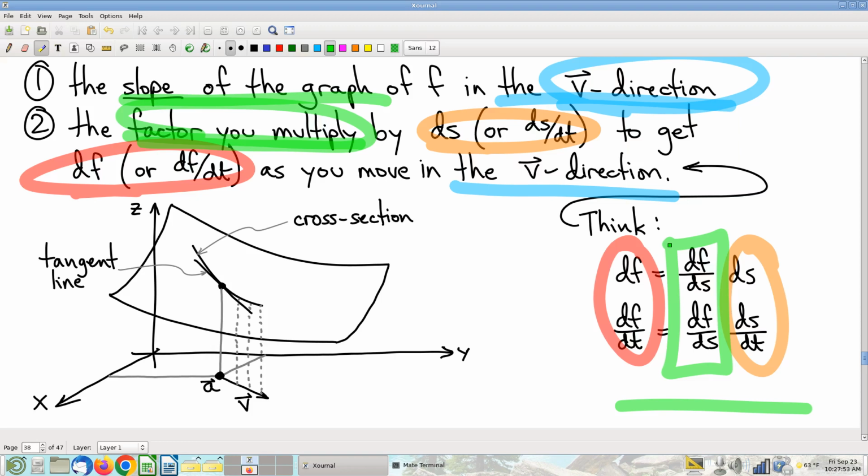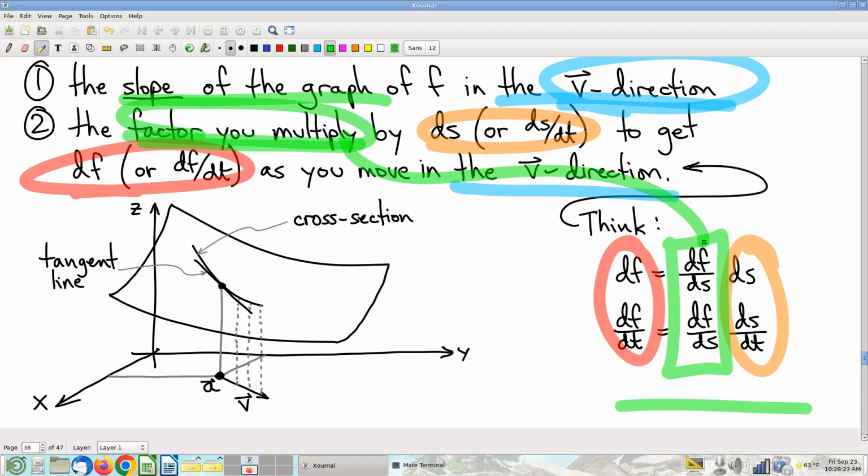Right. So df/dt is about the traveler, and df/ds is independent of the traveler. It's independent of the movement. It's intrinsic to the function itself, and not how you move through it. Does that make sense to everybody? Okay. So again, the interpretation of directional derivative is df/ds.